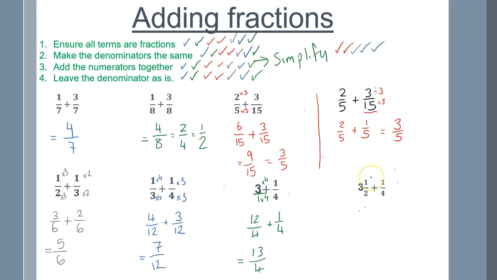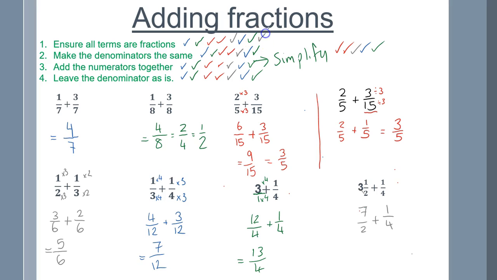Okay, and this last one, I've popped a mixed number in there just to annoy everybody. We need to change the mixed number into a fraction first. So this is 3 full halves, plus you've got another half. How you do it is you multiply the whole number by the denominator, and then you add the numerator. So 3 times 2 is 6, plus 1 is 7. Okay, and then we're going to go as normal.